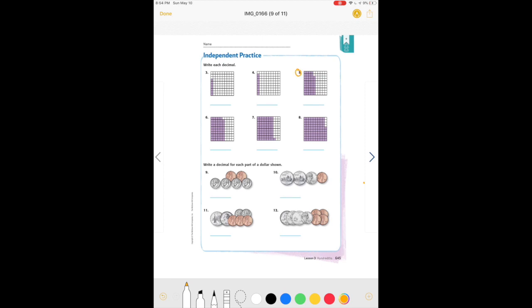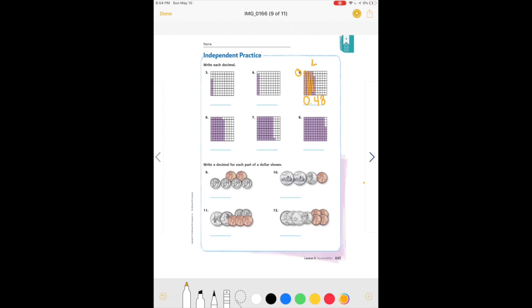Okay? There are 0 wholes. I see lots of whole columns colored in, not whole squares, but whole columns. And each column is a 10. So 1, 2, 3, 4 in my tenths place. And 1, 2, 3, 4, 5, 6, 7, 8 in my hundredths place. So this would be 48 hundredths.